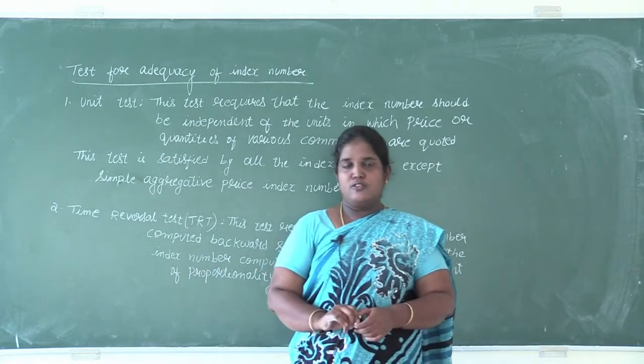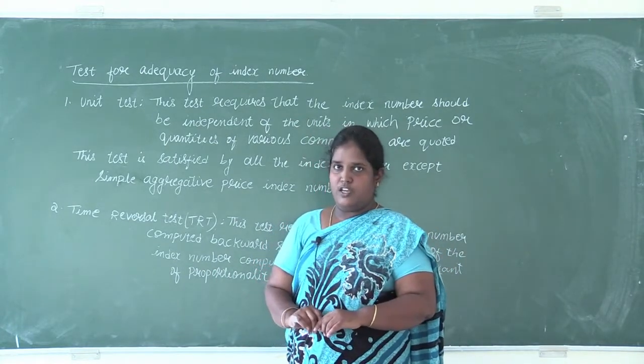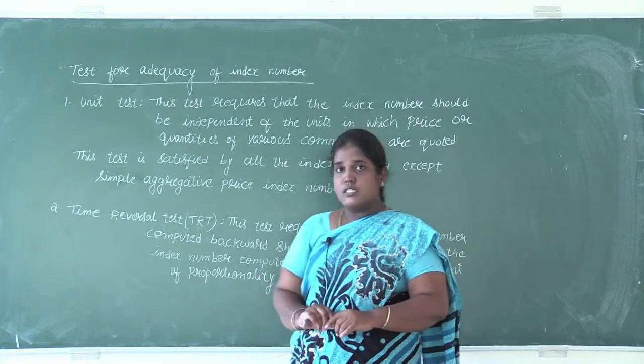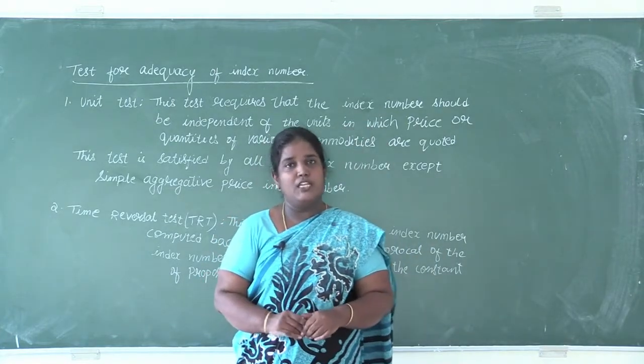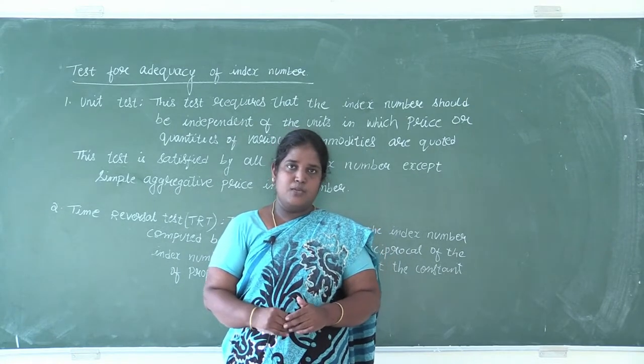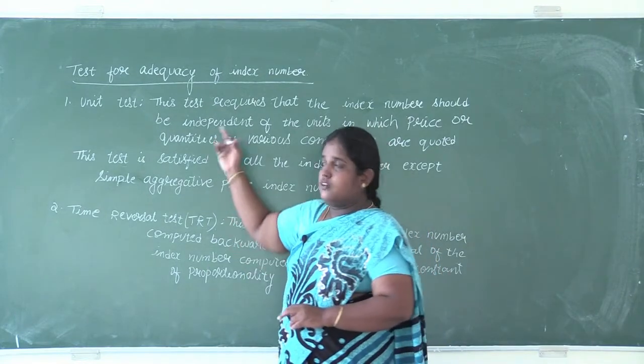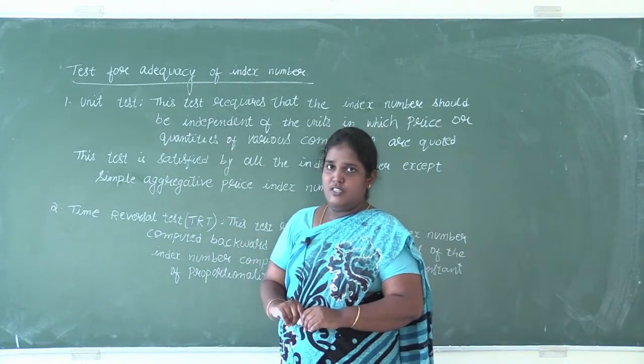In the previous class, we have studied the different types of index numbers and the problems based on that. So today we'll start with the new topic called test for adequacy of index number. Why is this test done? Because we have many methods and each method will give different results for the same type of data. So because of that, the test for adequacy of index number is done.